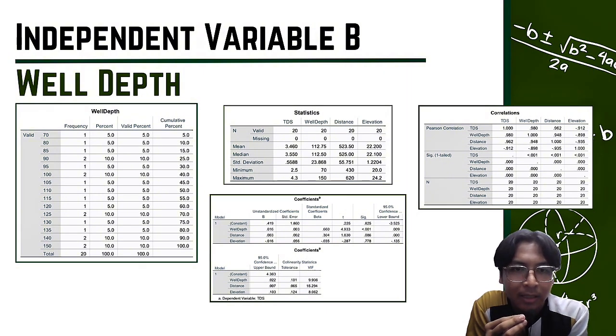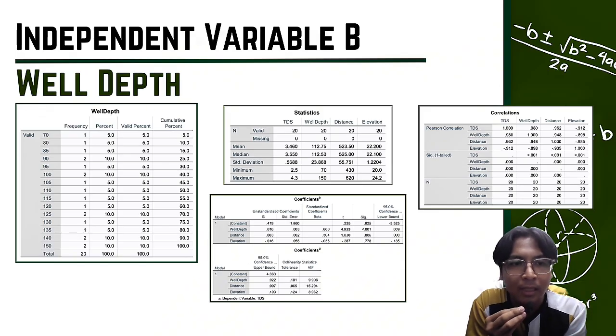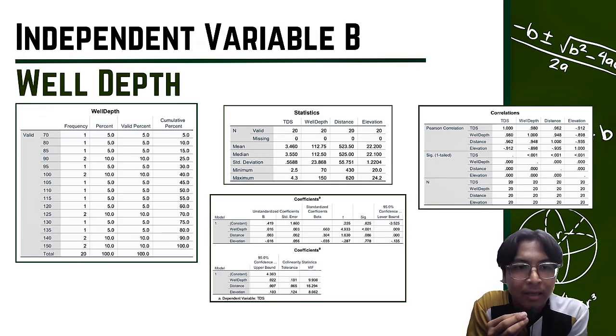The Pearson correlation shows a near perfect positive relationship with TDS at 0.980 individually. Our bivariate scatter plot revealed that well depth alone explained an outstanding 69% of the total variance in groundwater mineralization. When combined into our final multiple linear regression model, well depth completely dominates.